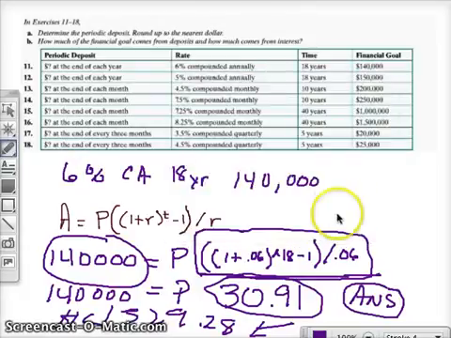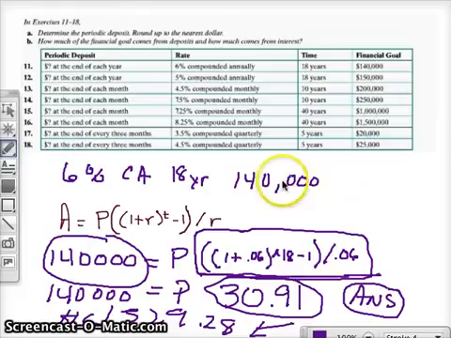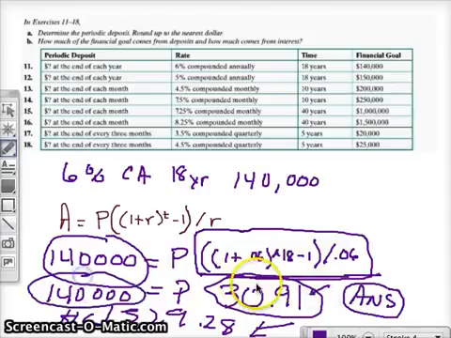Okay, I just realized my video was on that, so again, I do the 140,000. I do this part on my calculator. I get this answer on my calculator. I divide the 140,000 by this and get this final answer. That's just going to be all I want to say about that.